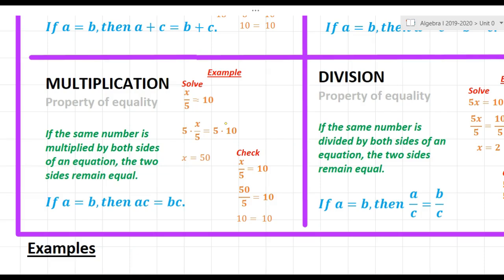To check that, we're going to sub it back into the original. I'm going to replace the x with the 50. 50 divided by 5 is in fact 10.